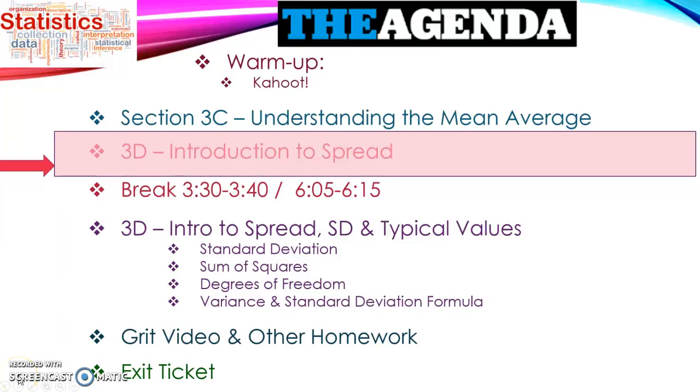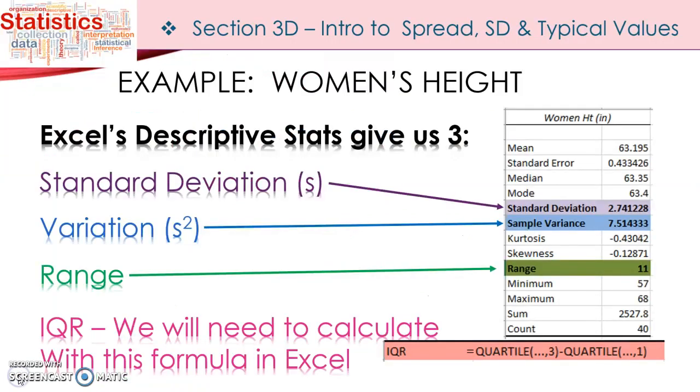In this recording, we're going to go over the 3D and how to get Excel to produce all those numbers that you need for question numbers 3 through 8 in your homework set. So we're going to be using Excel's descriptive statistics to get the standard deviation, sample variance, and range. And then we have to use this formula down here on the bottom for the IQR.